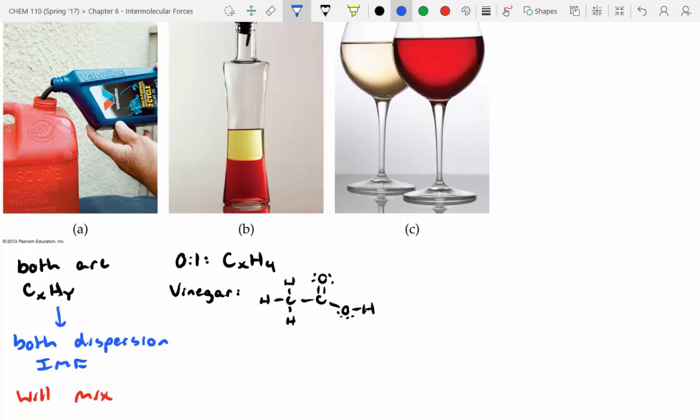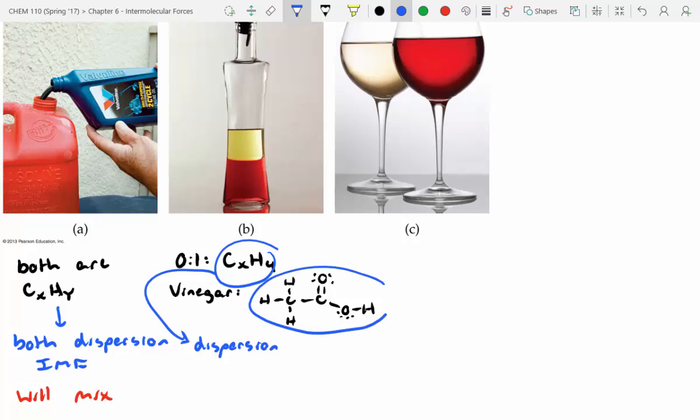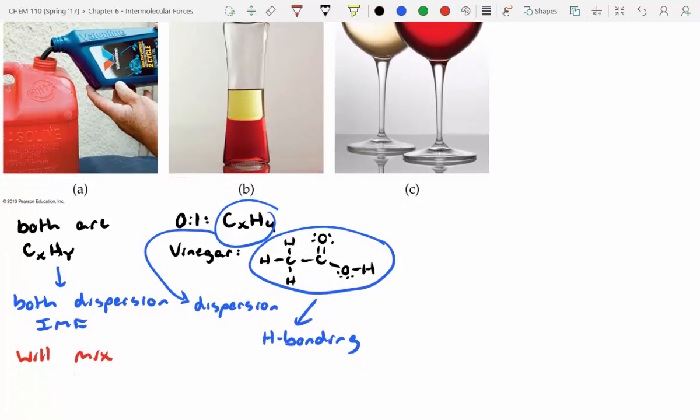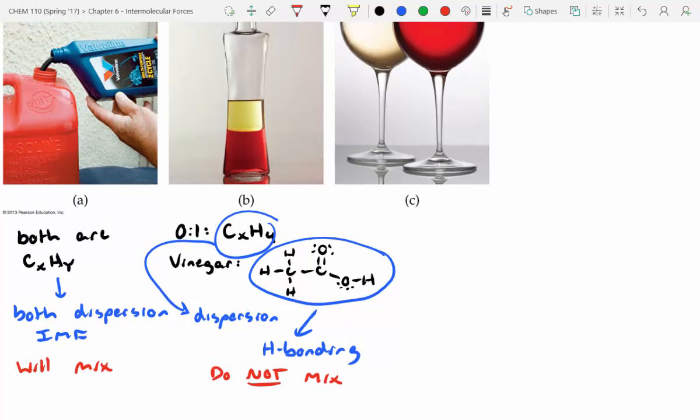So if we look at oil, what's the main intermolecular force for oil? Dispersion, right? So I'm just going to go through and draw this down here. What's the main intermolecular force for vinegar? H bonding. These are really, really different intermolecular forces, right? H bonding is way stronger than dispersion forces, which is why they don't want to mix with one another. And that's why you get the two different layers, right?